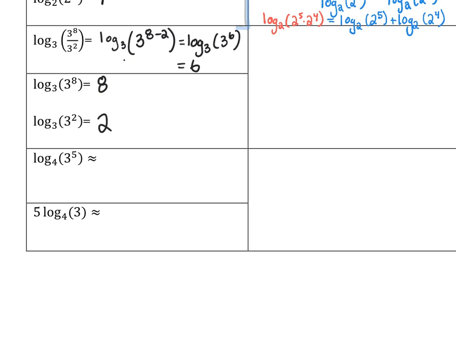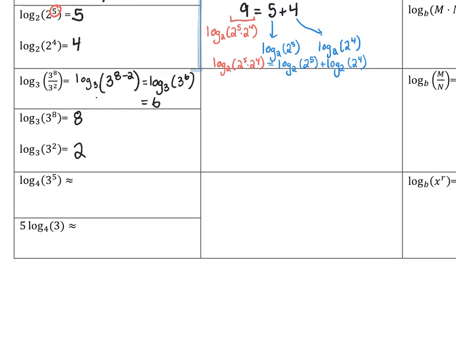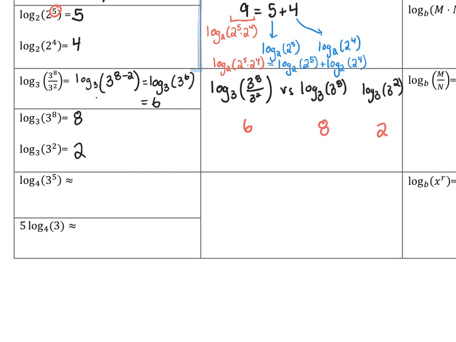So thinking about how these expressions relate to each other, we're saying log base 3 of 3 to the 8th over 3 squared, versus log base 3 of 3 to the 8th and log base 3 of 3 squared. So this first answer worked out to be 6. This worked out to be 8 and 2. So I believe the proper relationship is that 6 equals 8 subtract 2.